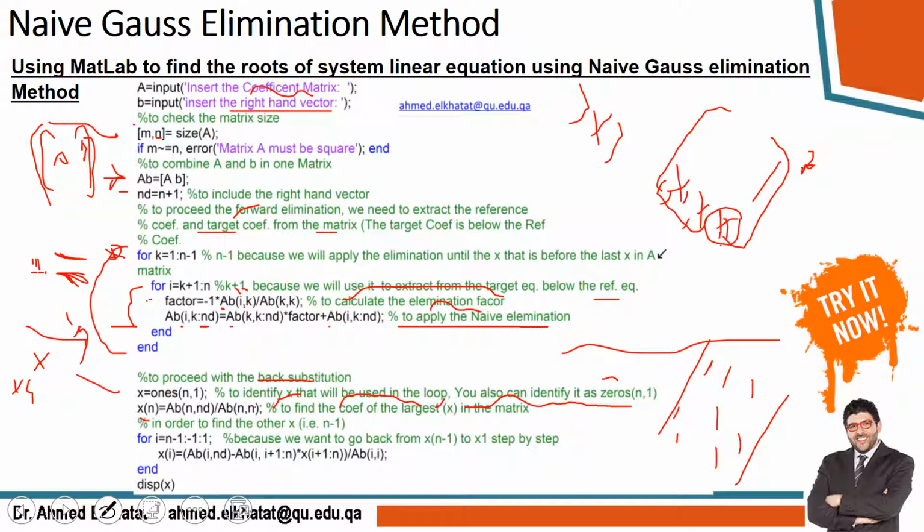Now we want to divide it to find x3, for example. So it will be AB. AB is the whole matrix, A and B, N and ND. N is, as we said, the number of rows, so this is the largest row, and ND is the largest column, divided by the coefficient of N and N, so this will be for x3. By this we found x3.